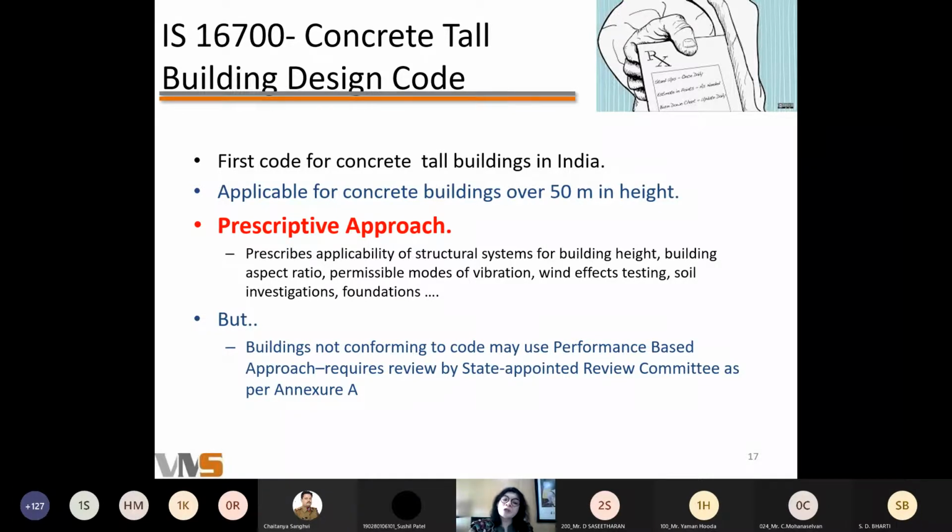So this is the first code which has said that, look, this is a prescriptive approach. We are stipulating these requirements. Why? Because we are stipulating what a regular building is, and we understand the behavior of such regular buildings. So if you design based on regularity, then we know what will broadly happen in an earthquake, and we can tell you this is how you need to design to protect your building. But it doesn't mean that if you don't follow these particular requirements, your building is unsafe.